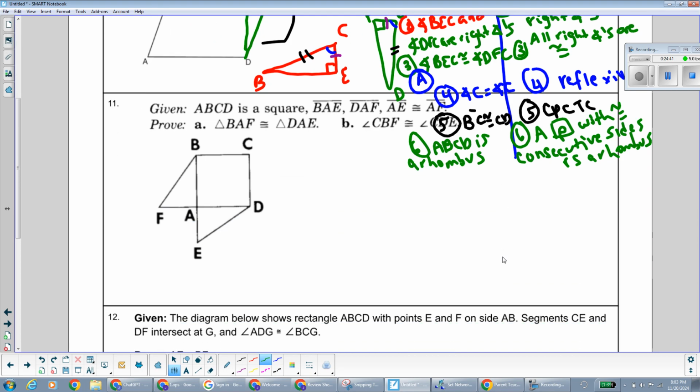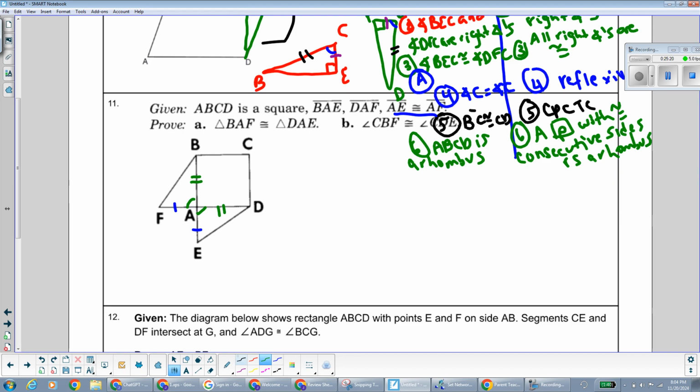Check out number 11. They tell us that ABCD is the square, so we know everything about it. It's a rhombus, it's a rectangle, it's a parallelogram, it's all of the above. And they tell us that AE is congruent to AF. I see triangles, that's information about the triangles, so that's real good. Prove triangle BAF is congruent to triangle DAE. Well, I see vertical angles, they're always congruent. And this is a square, so it's equilateral. So this side and this side are equal. So we have side angle side to prove the triangles congruent.